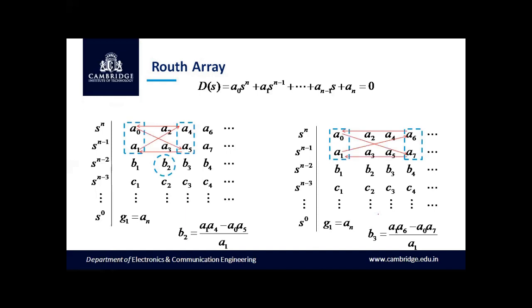We can fill up the complete row making use of the previous two rows as a reference, and the most important thing to be noted here is that for the complete row we have taken A0, A1 as a reference and we have shifted each column for each element, and we have obtained the values for B1, B2, B3, B4 and so on, and the complete row can be filled. So let us try to fill the next row, s to the power n minus 3, following the same procedure.